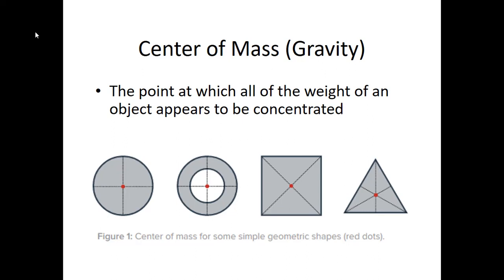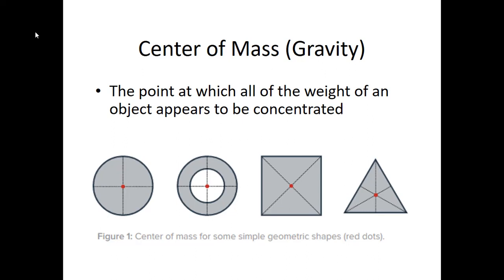So here we have four general shapes. We have a regular circle. You can see that the center of gravity is in the center of the circle. We have a hollow circle like a car tire. Here the center of gravity is in the empty space of the car tire or the hollow circle. The center of gravity does not have to be located on the physical object.